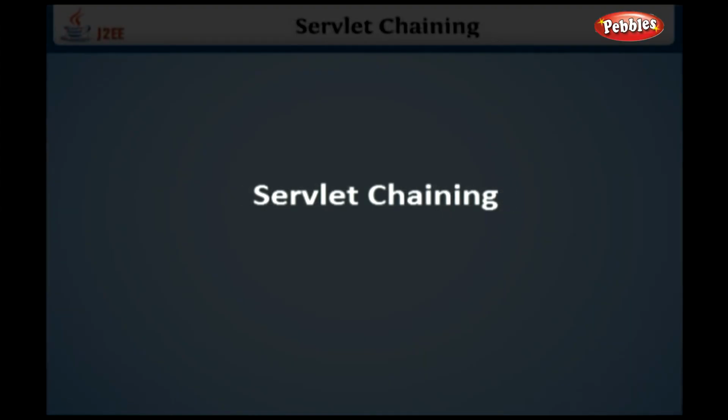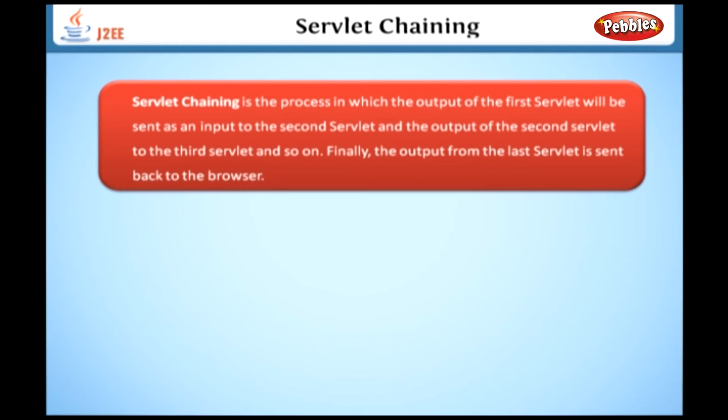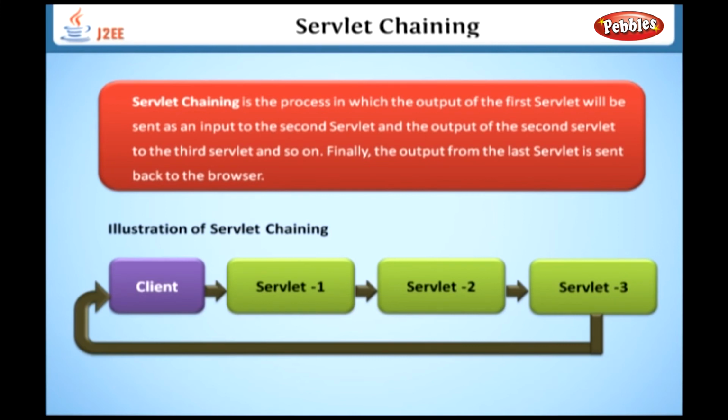Servlet chaining. Servlet chaining is a process in which the output of the first servlet is sent as input to the second servlet, and the output of the second servlet to the third servlet, and so on. Finally, the output from the last servlet is sent back to the browser. Here is the figure which illustrates servlet chaining. Here, the client sends the request which is processed by servlets 1, 2, and 3, and finally the output of servlet 3 is sent back to the client.